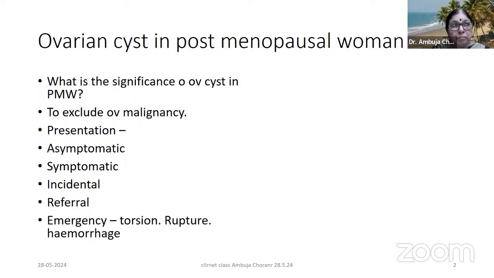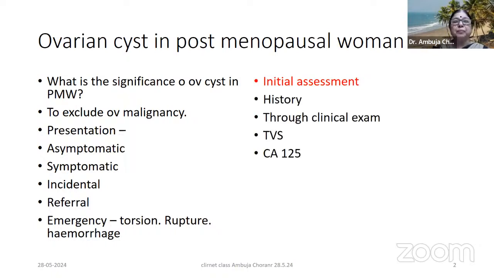And sometimes they come as an emergency, as already Batul told, either because of torsion, rupture, or hemorrhage into the ovarian cyst. These are all the presentations they come with.